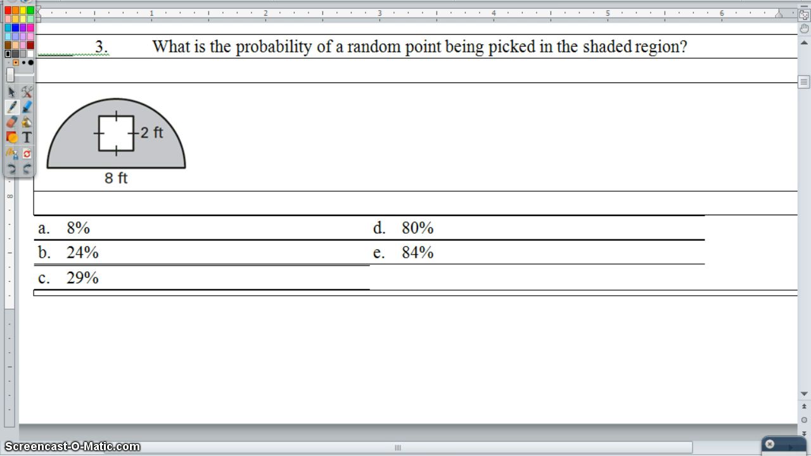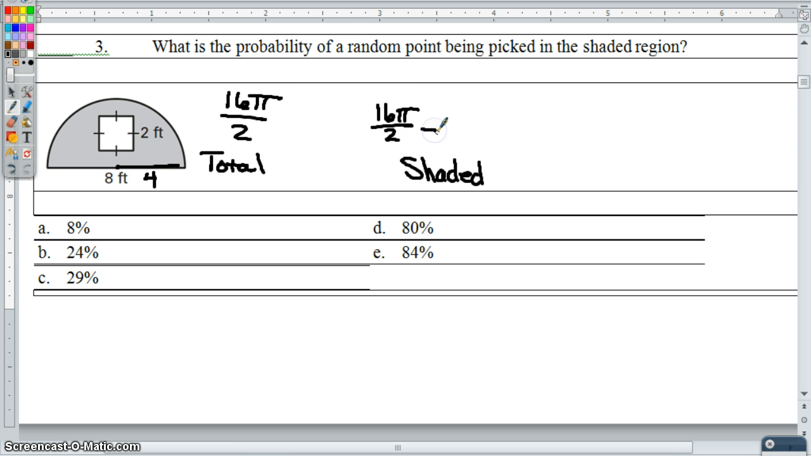So we're going to find out total area first. This is a semicircle, so I'm going to take pi times radius squared. The radius on this thing is 4, so that's 16 pi divided by 2. So radius squared times pi divided by 2 tells us the total area. Okay, that's the total area. And just the shaded region will be 16 pi over 2 minus, if that's a square here, this is just 2 by 2, so that's just 4, minus 4.